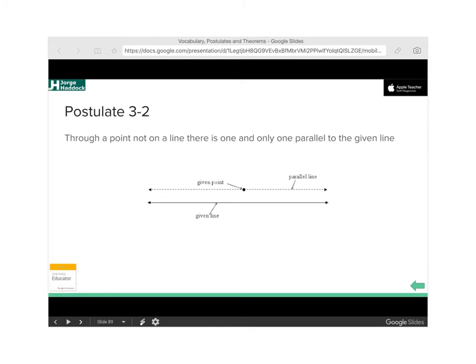And the last one that we postulate that we're going to use in this lesson says that through a point not on a line, there's one and only one parallel line to the given line. Okay, as you can see right there.